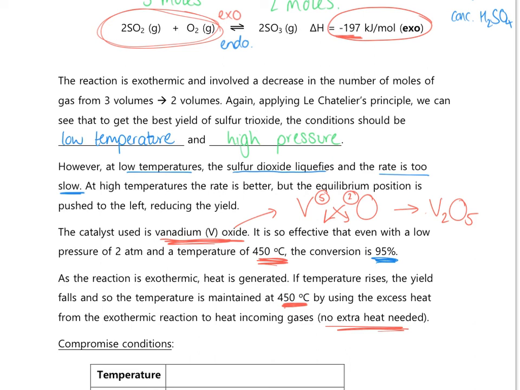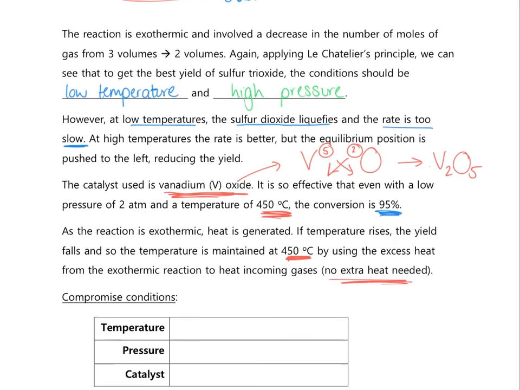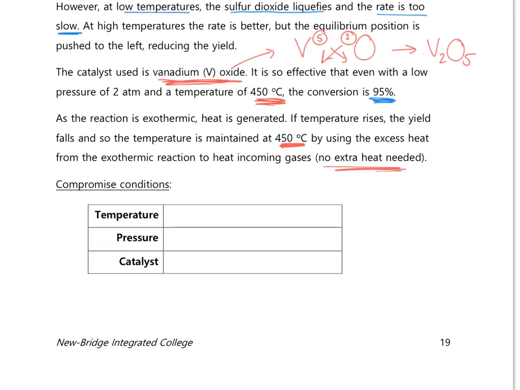So because this reaction is exothermic, we don't need to apply extra heat. And because we use this catalyst of vanadium oxide, we only need to use a pressure of 2 atmospheres. So there's not too much extra energy being applied in this reaction. So you need to know your compromise conditions.